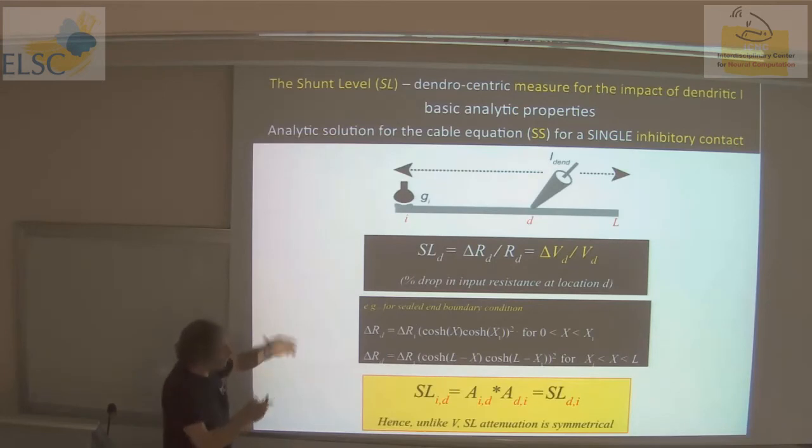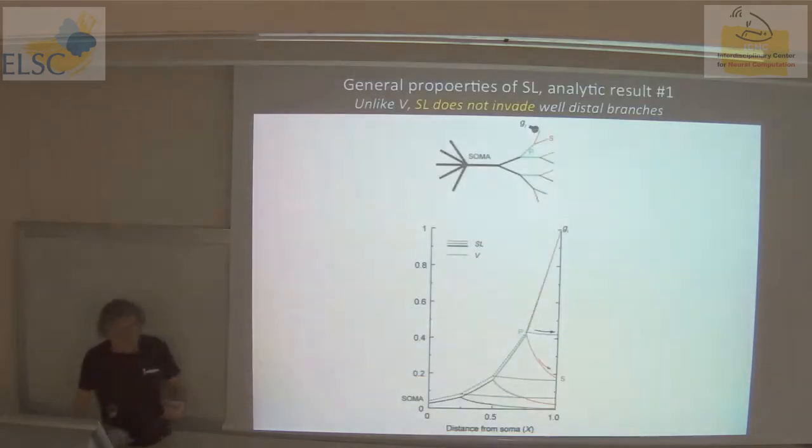Also, there are some other interesting things that I don't want to go into. You can see now that the shunt level is symmetrical. It doesn't matter if I shunt here or record there, or if I record here and shunt there. Because of this, the shunt level is like the transfer resistance, where Rij is equal to Rji. That's exactly the same reason. But the voltage spread from here to here is not symmetrical to the voltage spread from here to here. So anyway, there are these other properties, and I don't want to go into it.